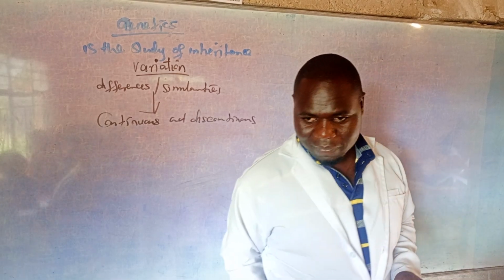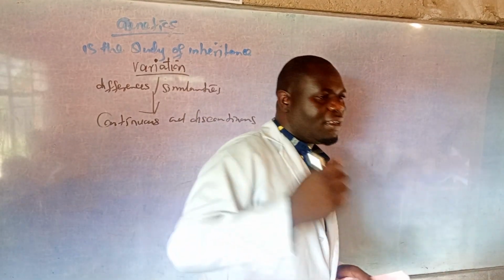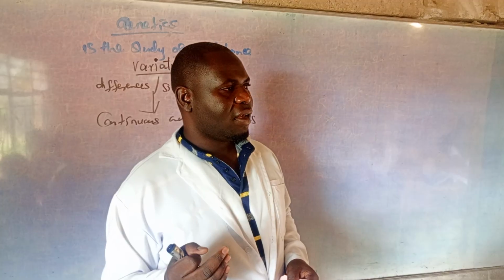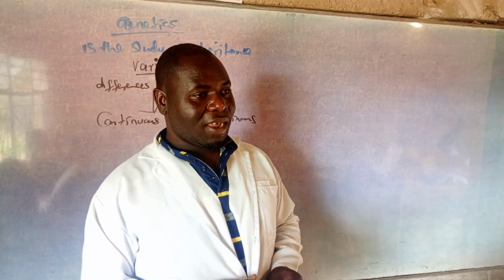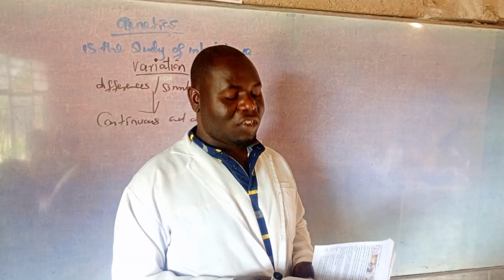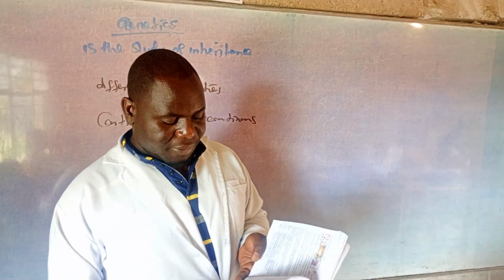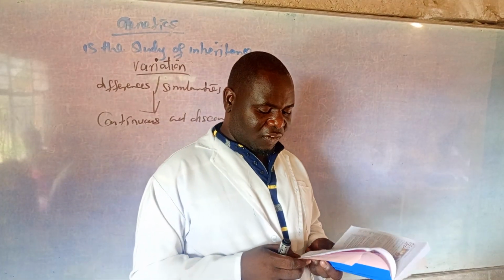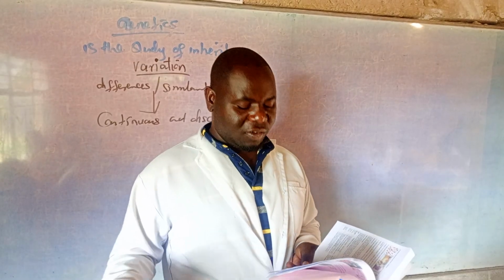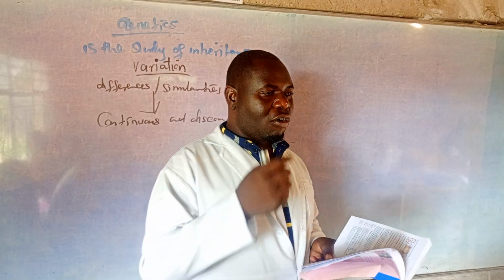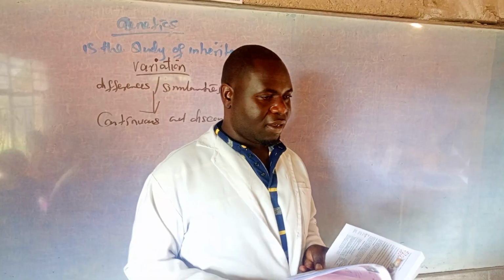Examples like intelligence. What else? The height, the complexion, the body size. Those that can be changed are continuous variation. So examples of continuous variation we have the height, the complexion, the body mass, etc. Then what causes continuous variation?